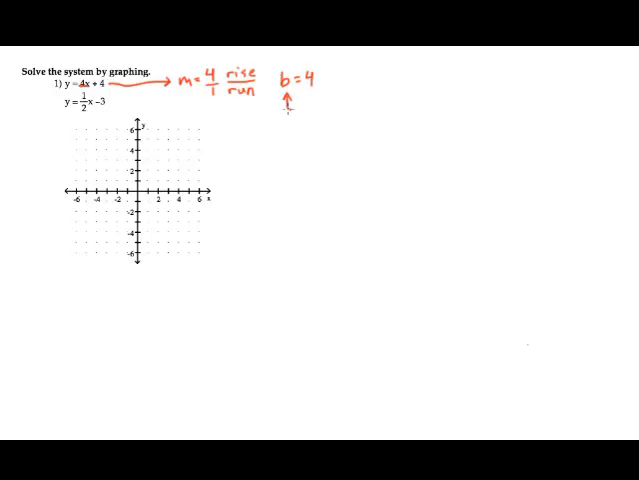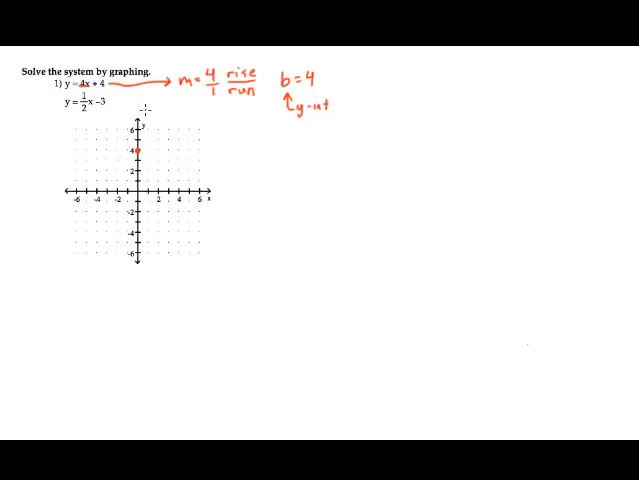And remember that that's what that is because a lot of people forget and try to put that on the x-axis, but don't do that. It's the y-intercept, so it goes on the y-axis. There is a connection there. So you put a point at 4 on the y-axis because that's what b is.